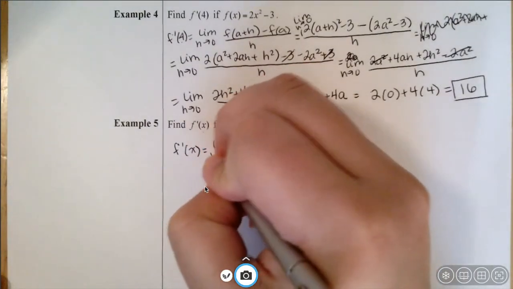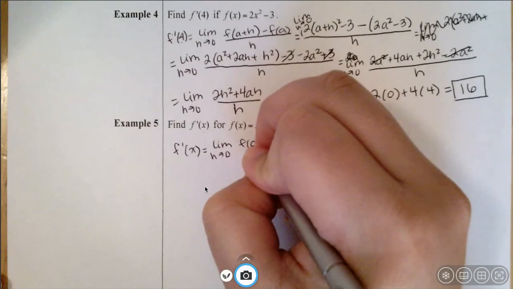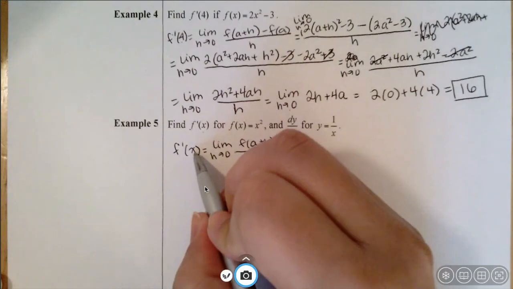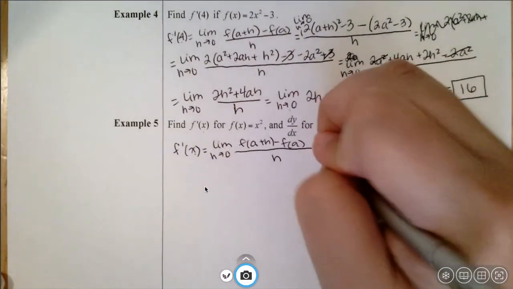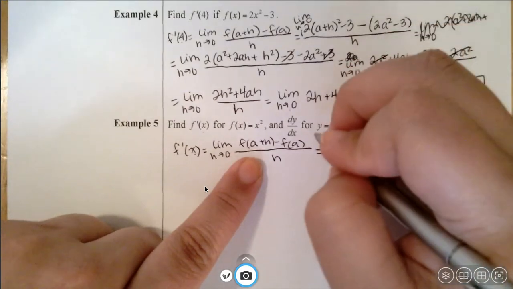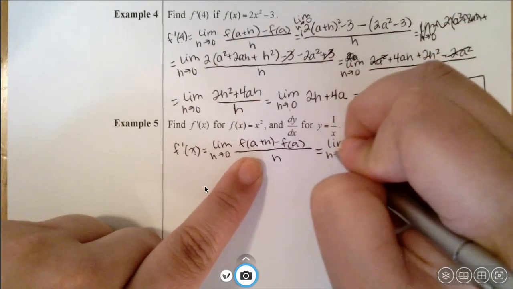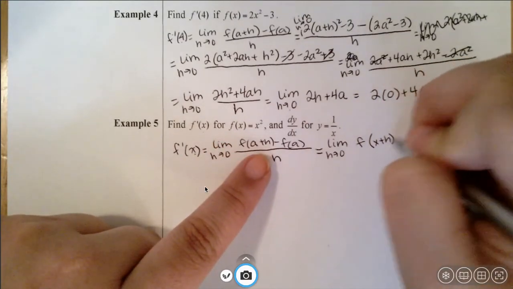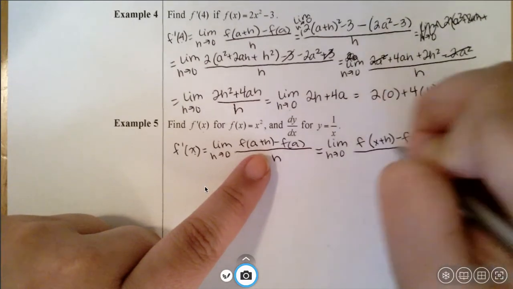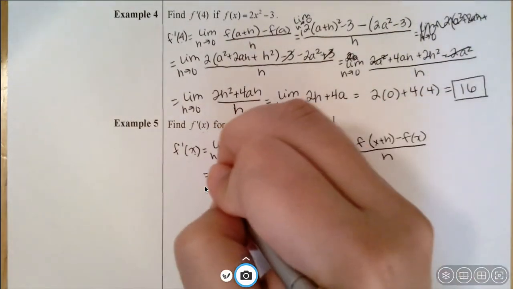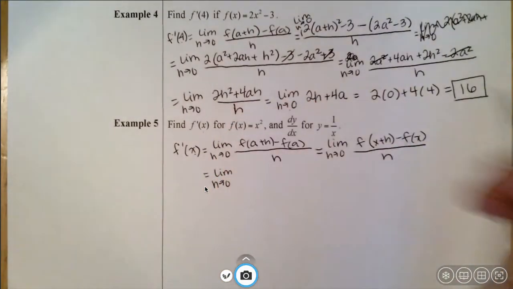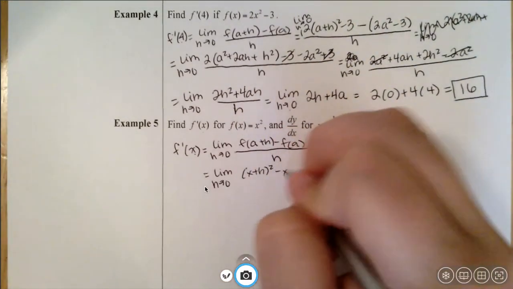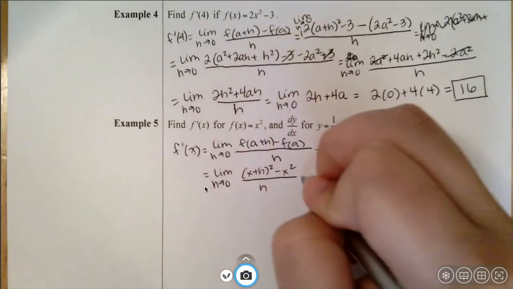The limit as h approaches 0 of f of a plus h minus f of a divided by h. Now our a value is x, so I'll substitute x in here. So f of a plus h, the limit as h approaches 0 of f of x plus h minus f of x divided by h gives us the limit as h approaches 0 of this whole thing squared. So x plus h squared minus x squared divided by h.